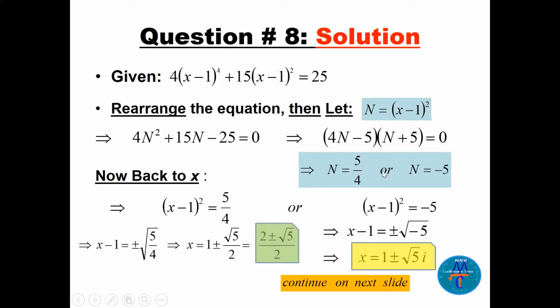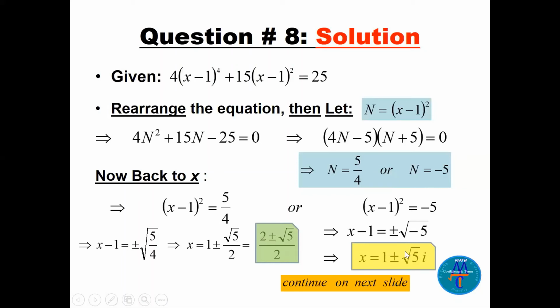So n will be 5 over 4, or n will be minus 5. Remember, back to x. So I take n here, which is 5 over 4, x minus 1 squared. Take the square root here, so x minus 1 equals plus or minus square root of 5 over 4. Now just simplify it. This stays square root of 5, this square root of 4 is 2. Take 1 to the other side, find the LCD, so 2 plus or minus square root of 5 over 2. That's the two solutions from this. Or x minus 1 squared is equal to minus 5. Take the square root, so x minus 1 equals plus or minus square root of minus 5. That's a complex number. So it will be square root of 5 i.